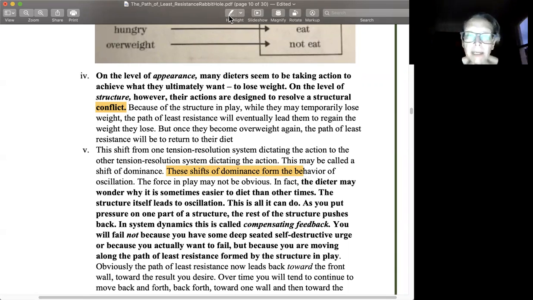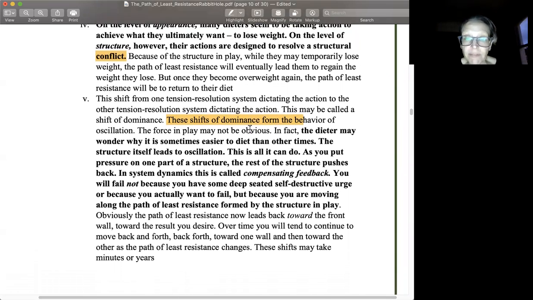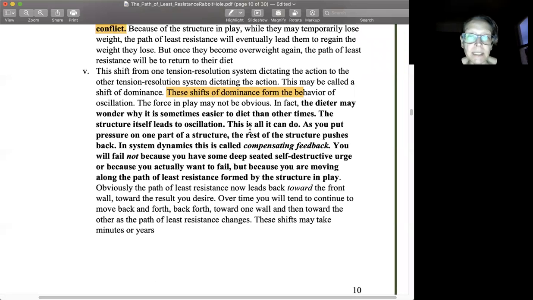The force in play may not be obvious. In fact, the dieter may wonder why it is sometimes easier to diet than other times. The structure itself leads to oscillation. This is all it can do. As you put pressure on one part of a structure, the rest of the structure pushes back. In system dynamics, this is called compensating feedback.